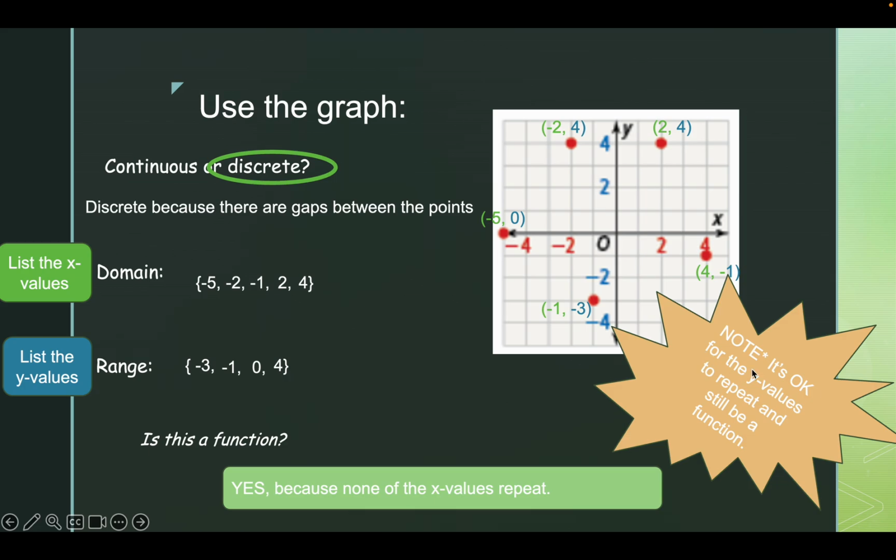Make a note. It's okay for the y values to repeat. Notice how the y value of 4, that's two different points here. It's okay for the y values to repeat in order for it to be a function. The x values can't repeat when it's a function. So this one is, in fact, a function.